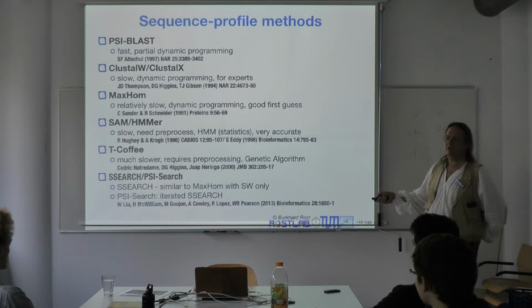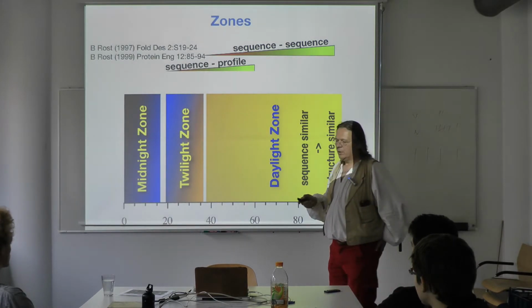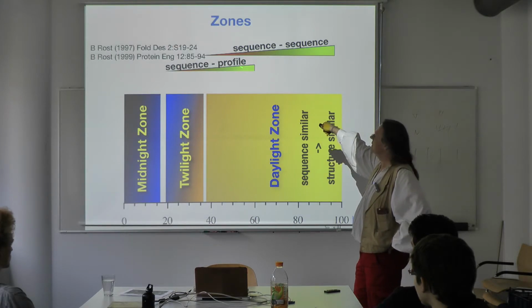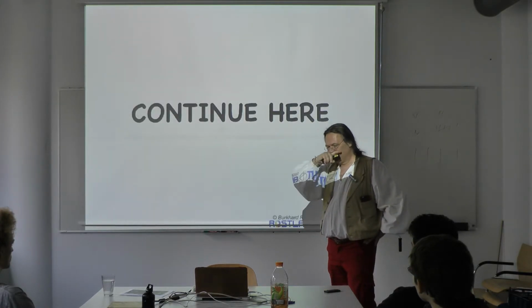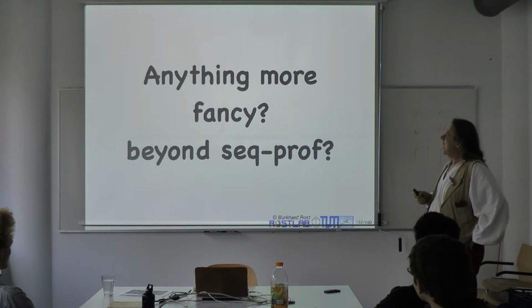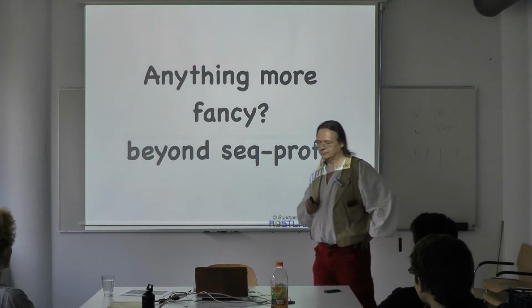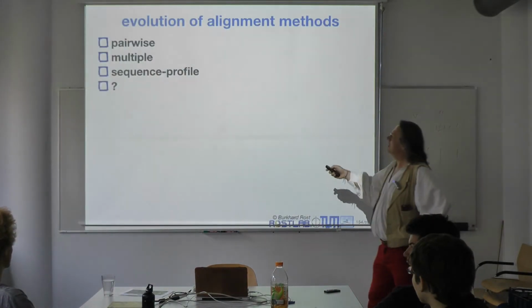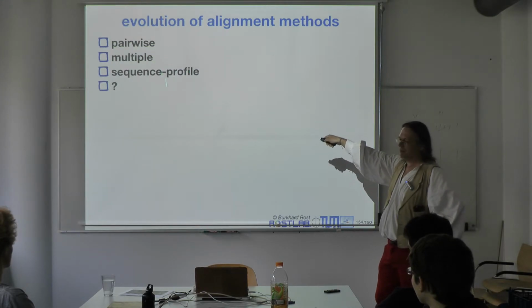If you have additional knowledge about an alignment, this is a very good path to go, and if your family is not big enough. So what sequence profile does is go with the trivial zone, furthermore, and this I don't understand. Is there anything more fancy that you can imagine? Maybe profile. Exactly. So in some sense the simple extension here, pairwise, multiple, sequence profile.